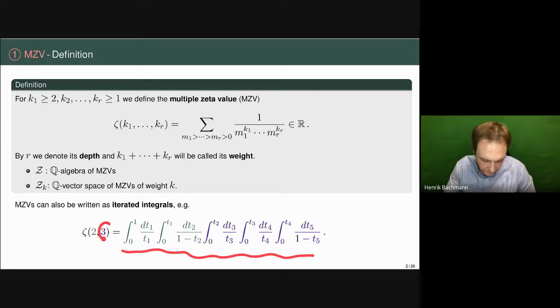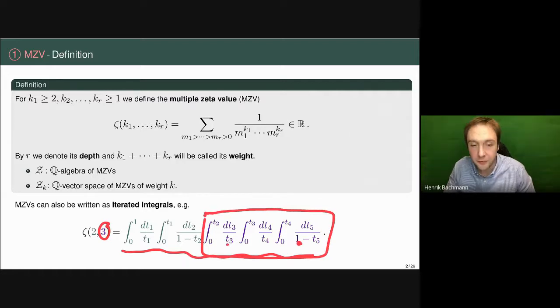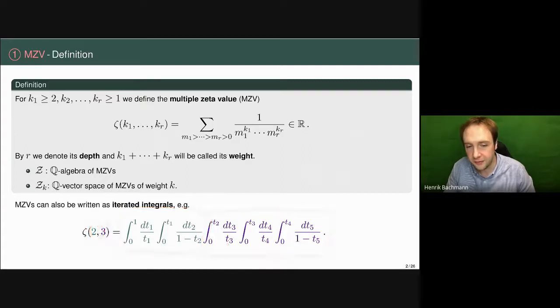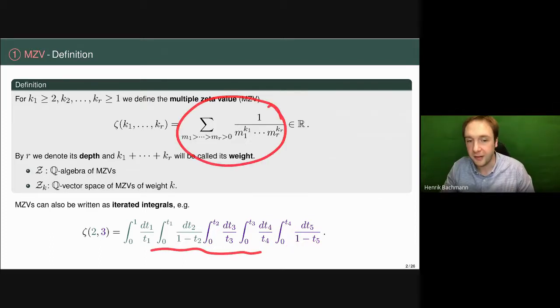So you see for each index, for example this 3, I will have a block of this form here, where I have two types of differential forms. For each index, I have a block like this. And this you can easily see by expanding this with a geometric series and then taking the integral. If you do this, then you will end up exactly with this sum.